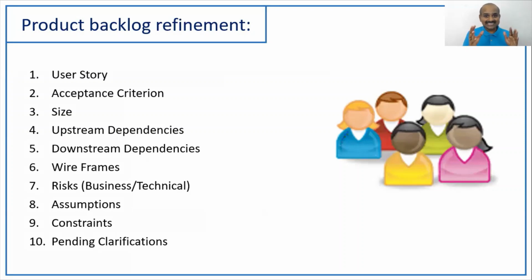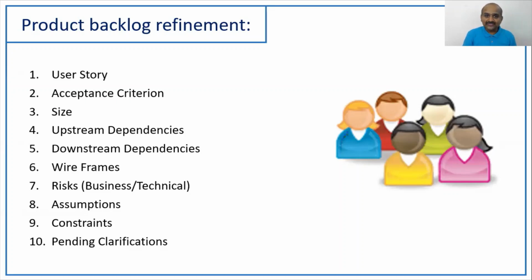The next one is sizing, either in terms of story points using planning poker or t-shirt sizing. Then upstream and downstream dependencies, the dependent stories we just discussed, and wireframes or mockups. Then the risks, the assumptions, the constraints, and the pending clarifications. These are the details we have to bring in. This is what is called grooming.